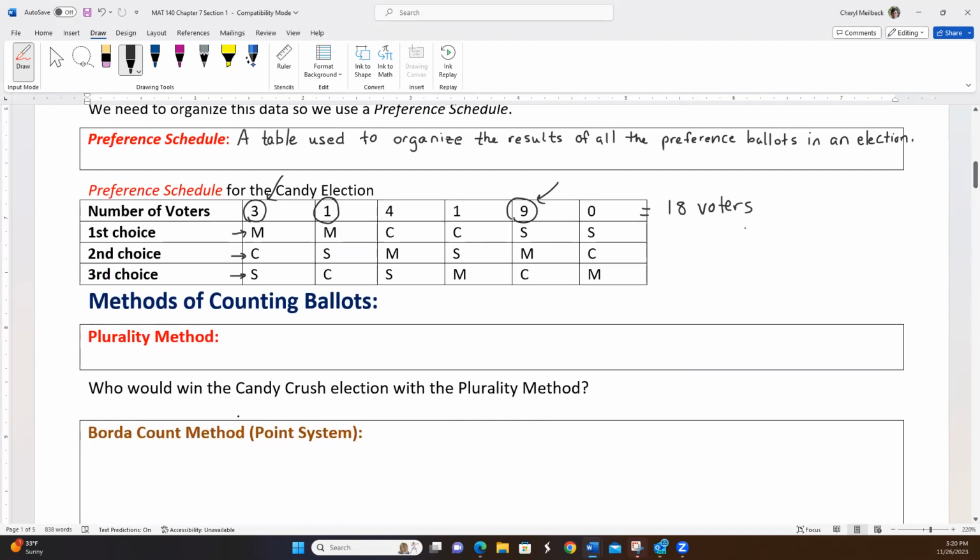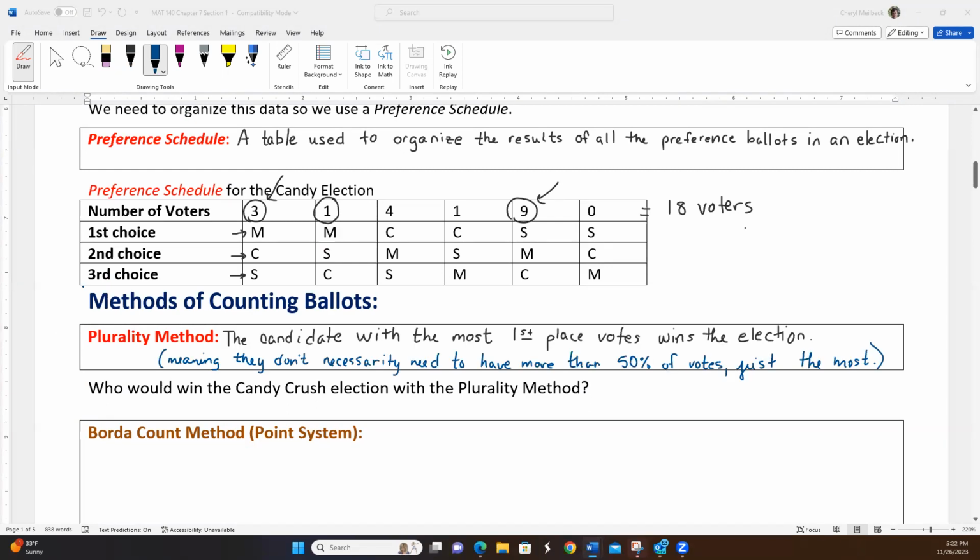The first way is the plurality method, which just says the candidate with the most first place votes wins the election, meaning they don't have to have a majority, just the most first place votes. Again, they just have to have the most first place votes, not necessarily a majority, which means they don't need to have more than 50%.